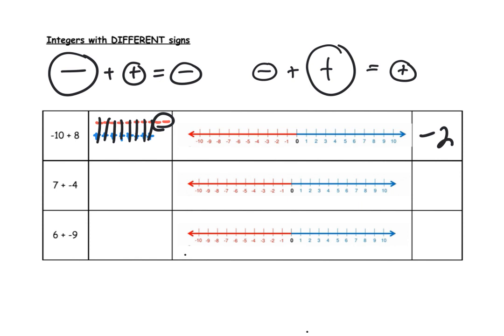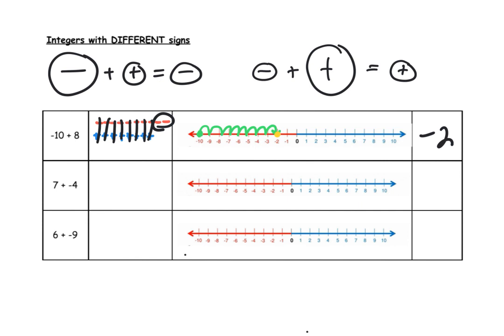And now we can also see this on the number line. So I'm going to start at -10 and I'm adding 8. So I'm going to the right 8. 1, 2, 3, 4, 5, 6, 7, 8. And you can see that you land at -2. And there's your answer. Okay?